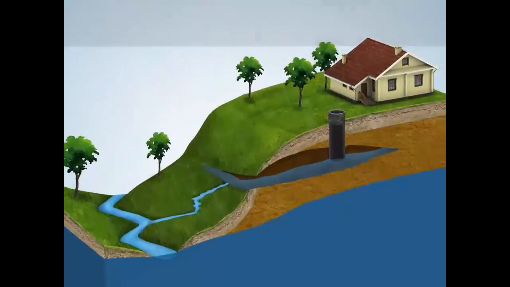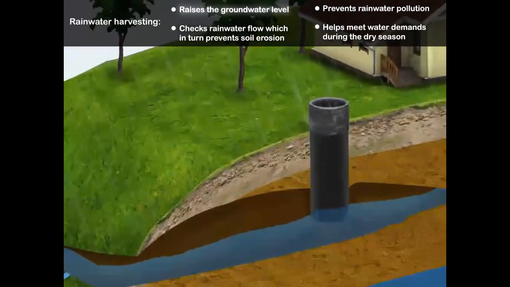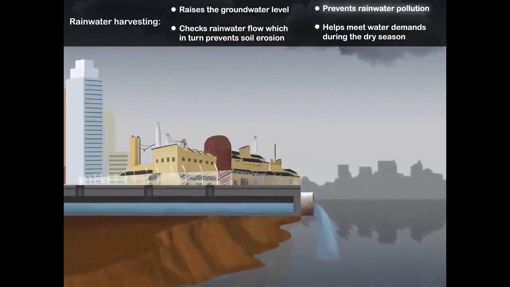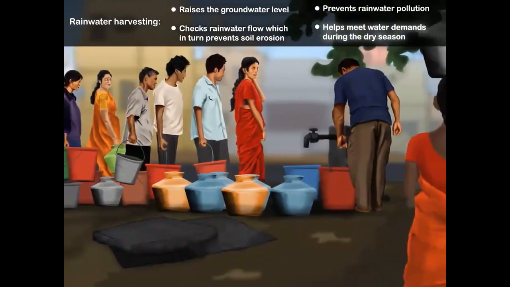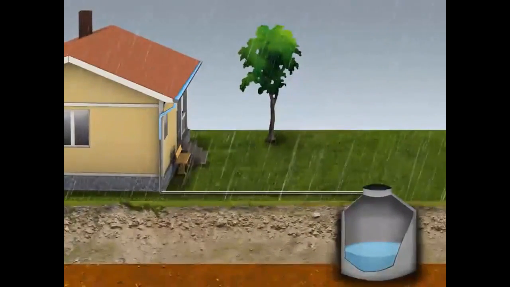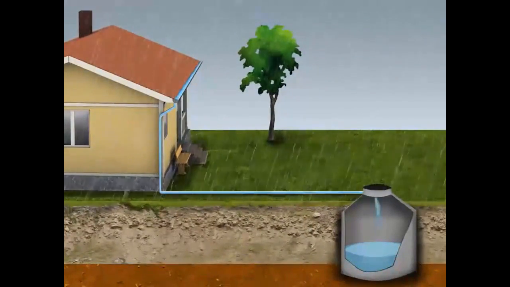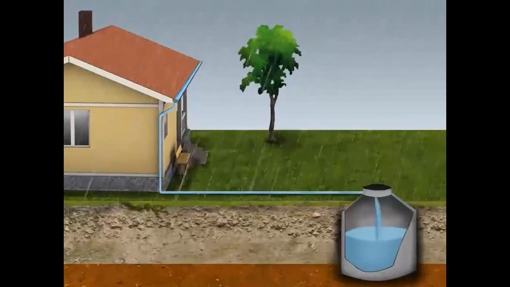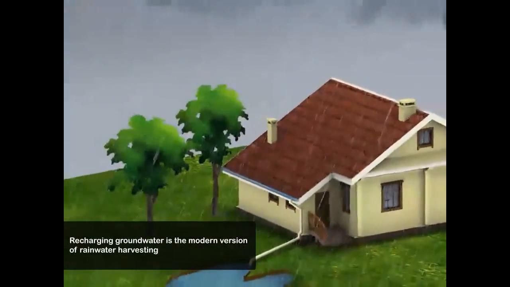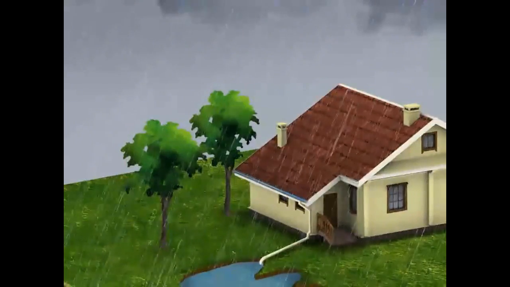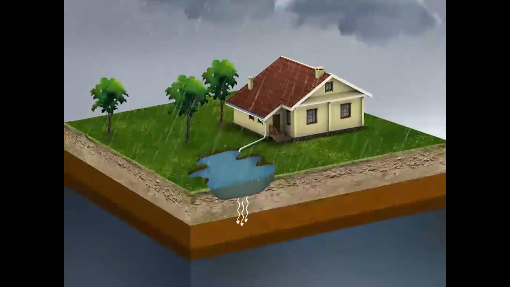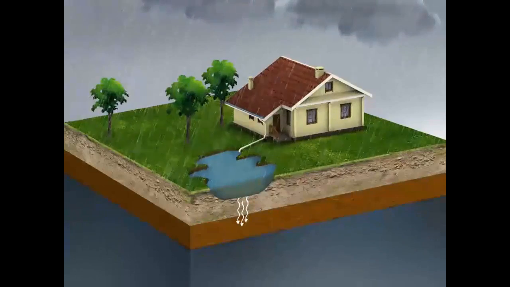And how does rainwater harvesting benefit us? It raises the groundwater level, checks rainwater flow, which prevents soil erosion, prevents rainwater pollution, and helps meet water demands during the dry season. And all of this can be accomplished with nothing more than house rooftops to collect the water and small PVC pipes to channelize the water into underground pits and sumps. Recharging groundwater is the modern version of rainwater harvesting. In this, pits, trenches, and dug wells are constructed to collect water. The collected water then feeds and raises the level of groundwater.